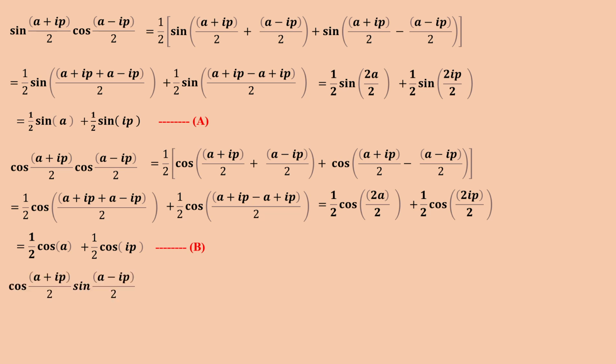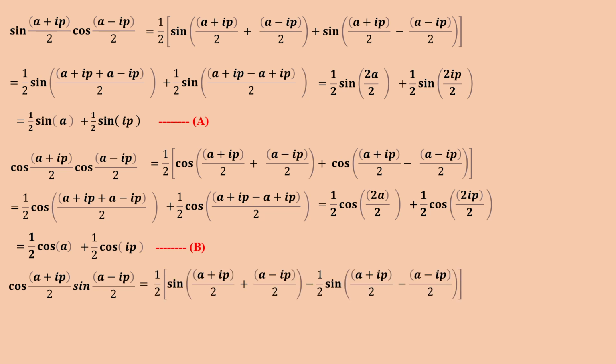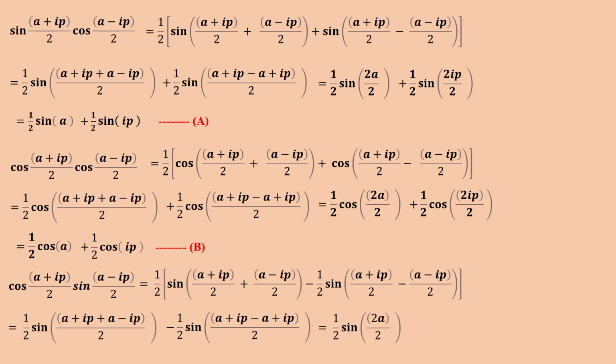Then the third one, cos a plus ip by 2 sin a minus ip by 2, the cos a sin b formula: half sin of a plus ip by 2 plus a minus ip by 2, minus half sin of a plus ip by 2 minus a minus ip by 2, which is equal to half sin of a plus ip plus a minus ip by 2, minus half sin of a plus ip minus a plus ip by 2. So again ip minus ip get cancelled, 2a by 2. In the second term, minus half sin, a minus a get cancelled, 2ip by 2. That is equal to half sin a minus half sin ip. That is equation C, capital C.